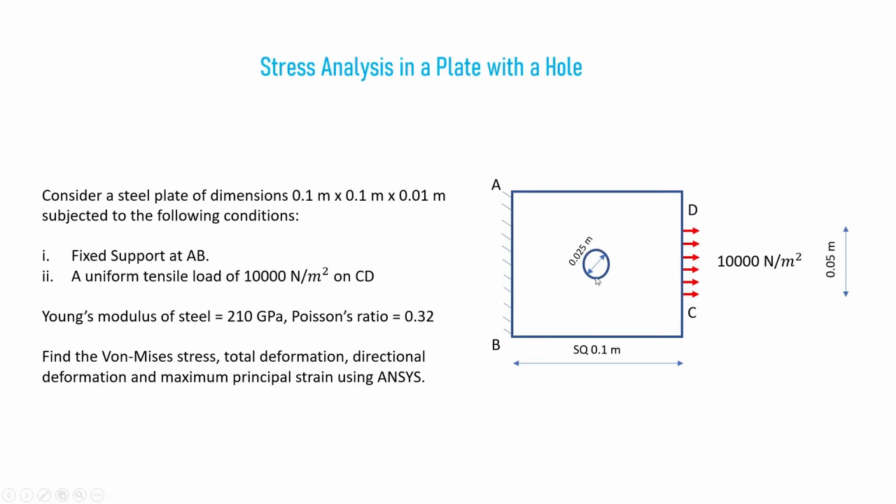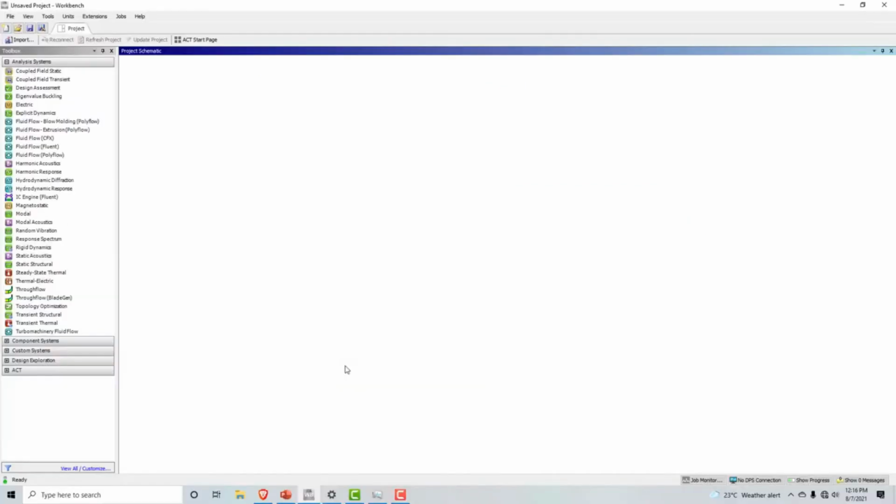Let us see how the stress varies in this plate when the load is acting on this by using ANSYS workbench. Also, we have to find out the maximum von Mises stress, total deformation, directional deformation, and maximum principal strain by using ANSYS. Let us see how to do that. I'm going to static structural.